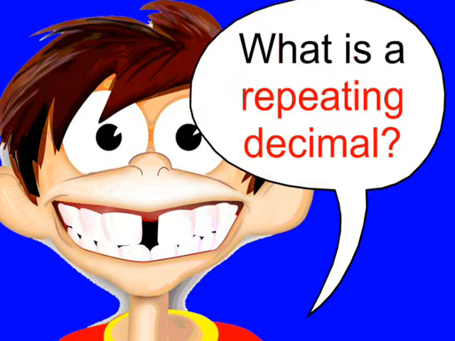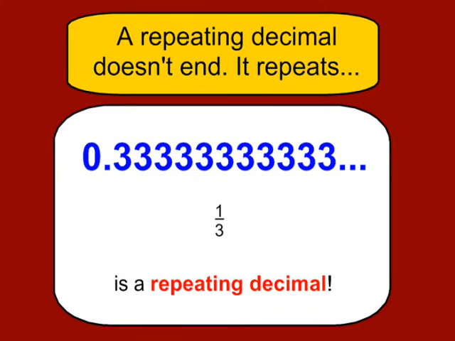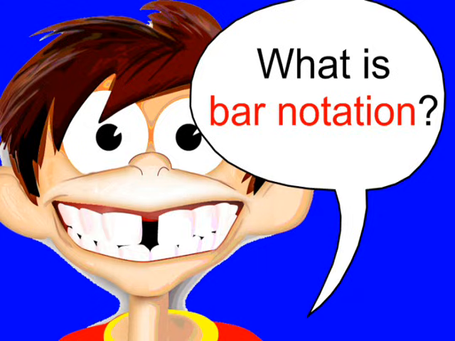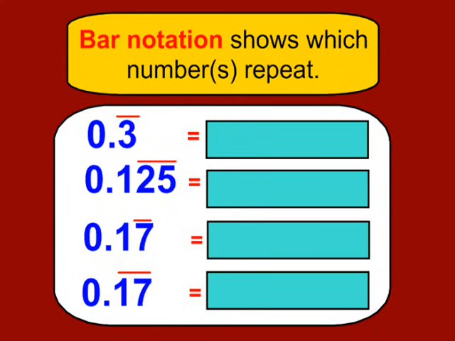Well, what would be examples of repeating decimals? Well, 1/3, if you divided 1 by 3, the 3 would go on and on. It would repeat. It would be 0.333. So we use bar notation when we write our repeating decimals. So what is bar notation? Well, bar notation is the little bar that we put over the top of the number, and that tells us which number is repeating. For example, 0.3 with a bar over the 3 tells us that that 3 repeats.